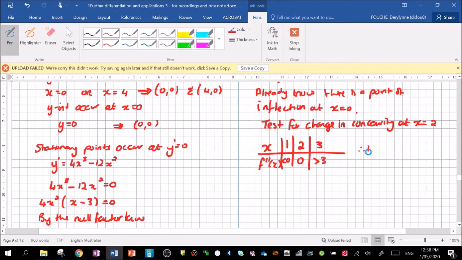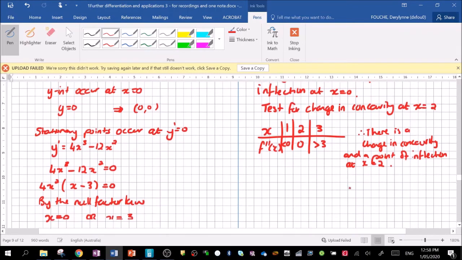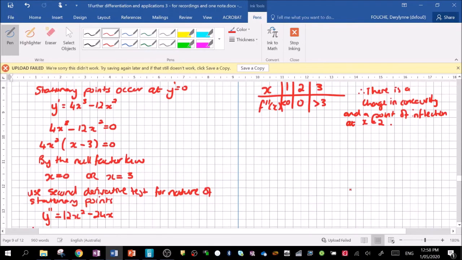So therefore, there is a change in concavity and a point of inflection at x equals 2. We now need to find our y value for that point, because it's not a point until we've got a y value.